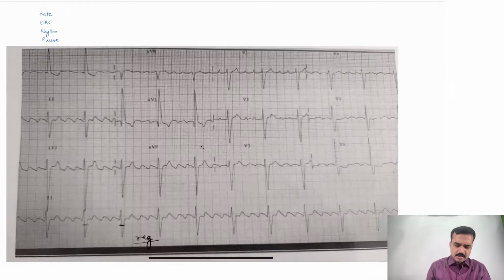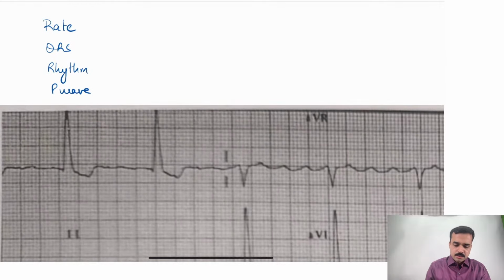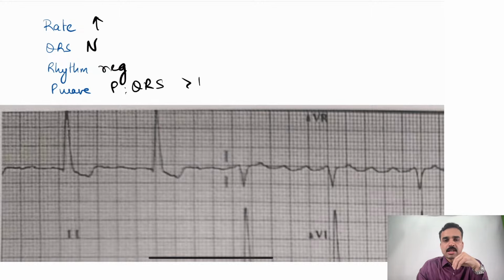Very good, sawtooth pattern. F wave, right? So rate is increased, narrow QRS, rhythm is regular, and if you take a ratio of P to QRS, the ratio is more than 1. So more P waves than QRS complexes. That is atrial flutter. You can easily make out the P waves, definitely. It's not atrial fibrillation. It has to be atrial flutter.